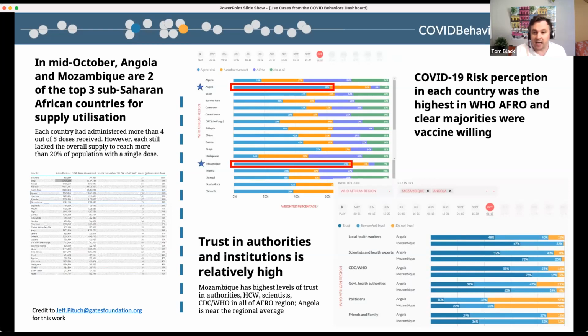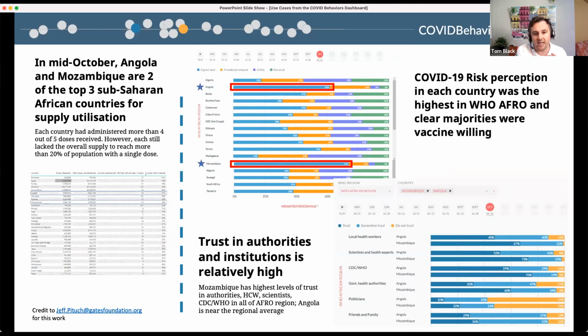And the second, which again, I think will be familiar to lots of people, higher levels relatively of trust in local health workers, global health organizations, the political actors. And again, that translating, we think, into a more comprehensive and sort of better demand scenario.